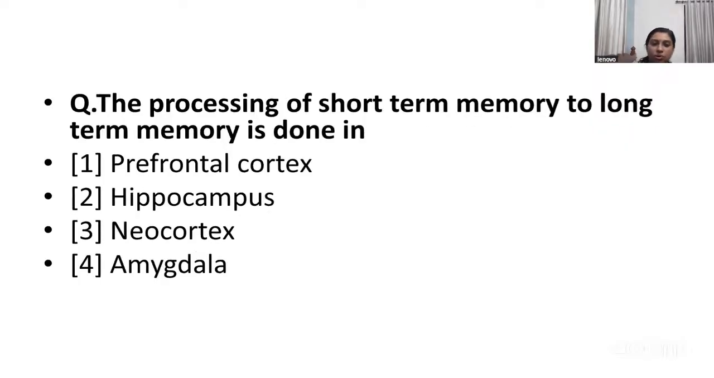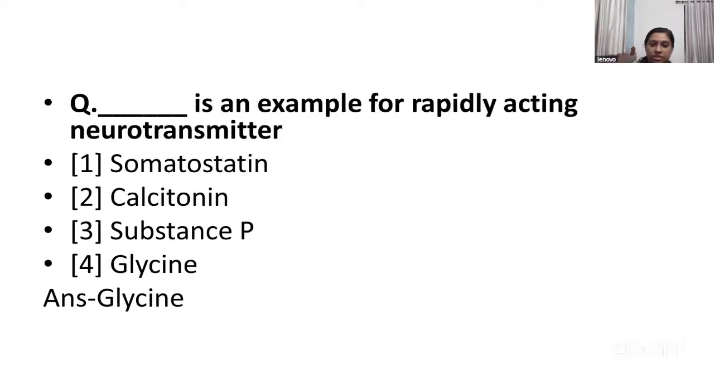Next is, this we already discussed, the processing of short-term memory to long-term memory is done in the, options are prefrontal cortex, hippocampus, neocortex, amygdala. So the answer is hippocampus. Good. Next question. Dash is an example of a rapidly acting neurotransmitter. Example is glycine. Okay. Somatostatin, calcitonin, glycine, we know that it's an amino acid neurotransmitter. It is acting very fast and rapidly.